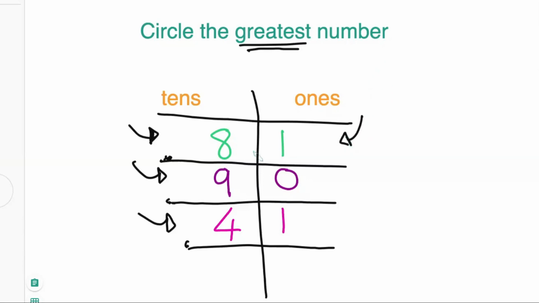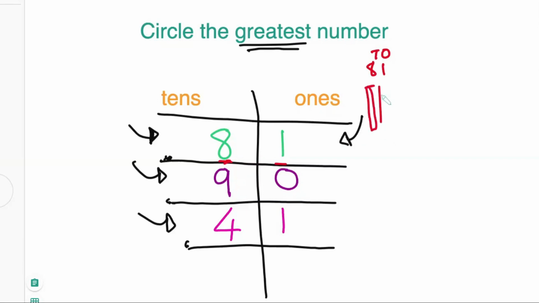Let's do our first number here. What is our first number? 8 tens and 1 ones. It's number 81. So tens and ones. I'm going to write 81. How many tens in number 81? It's quite a few. Got 8 tens, so let's draw them out.